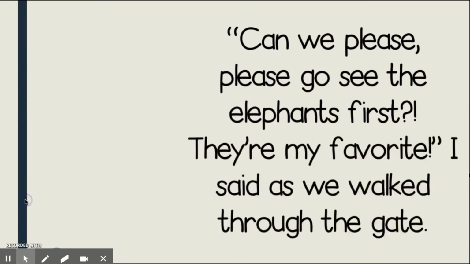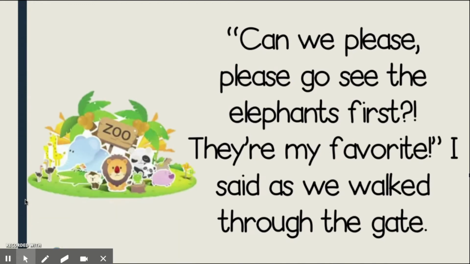Let's try another one. Can we please go see the elephants first? They're my favorite, I said as we walked through the gate. That's a good text. That gives us lots of clues. Let's see. So can we please go see? So we're going to go see elephants. Well, there's only a couple places we can see elephants, especially here in Florida. Where could we see elephants here in Florida? Yeah, probably the zoo. Excellent job.